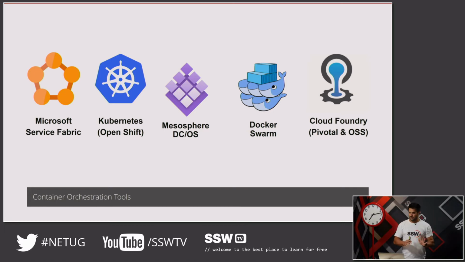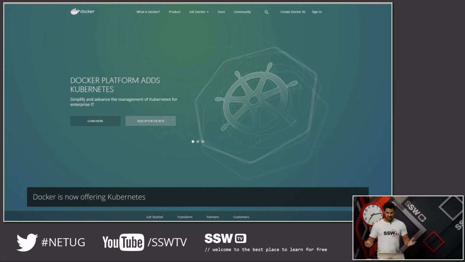So the first thing I'm going to do is go to the official Docker website, and I'm going to find out how to get started. That's what everyone does, right? So I go there, and on the front page of the Docker website, they're offering Kubernetes. I thought, okay, that makes no sense.